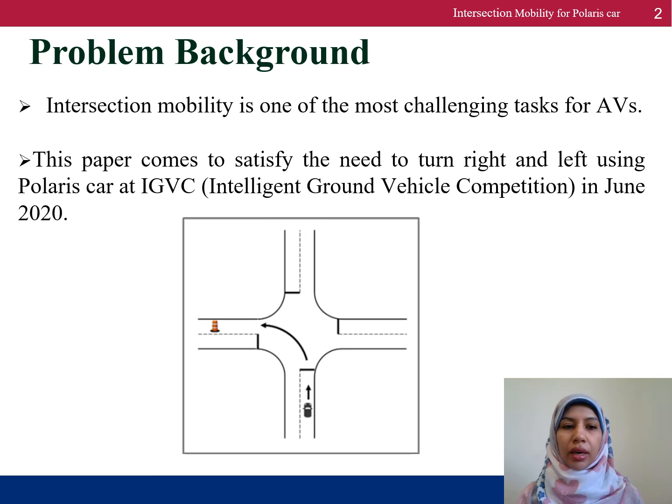For the problem background, as we all know, intersection mobility is one of the most challenging tasks for autonomous vehicles. This paper comes to satisfy the need of my university to participate in the Intelligent Ground Vehicle Competition in June 2020. According to the IGVC rules, the car should go through the lane, then turn right or left and merge into the suitable lane, and drive through this lane until it detects a barrel within 3 feet.